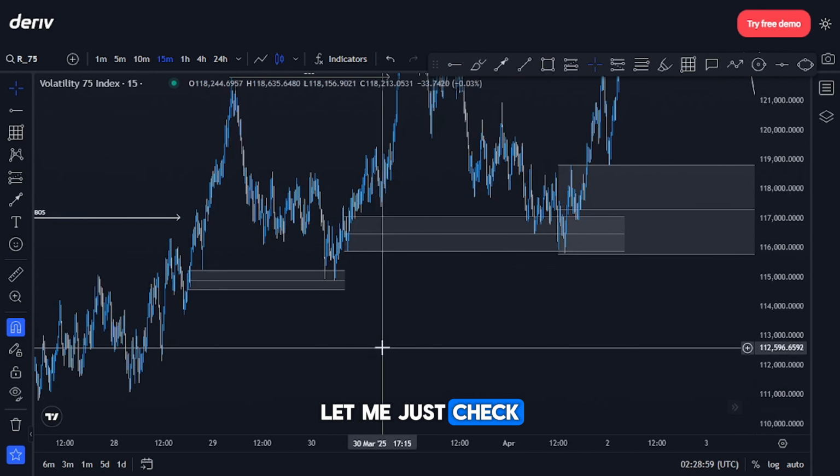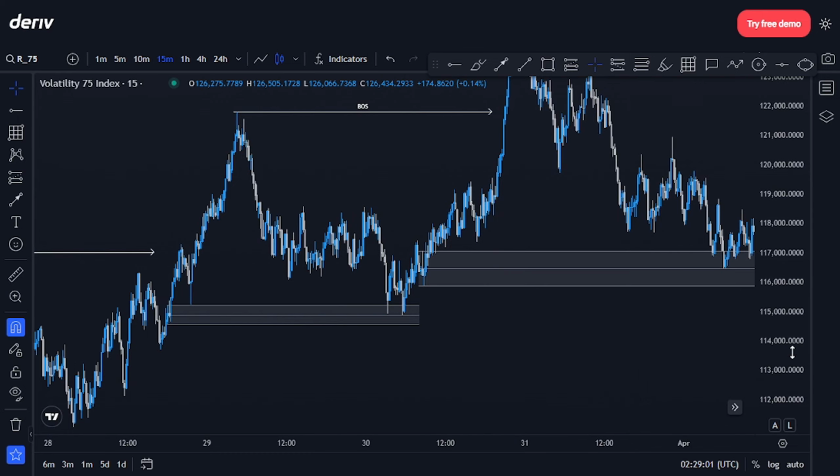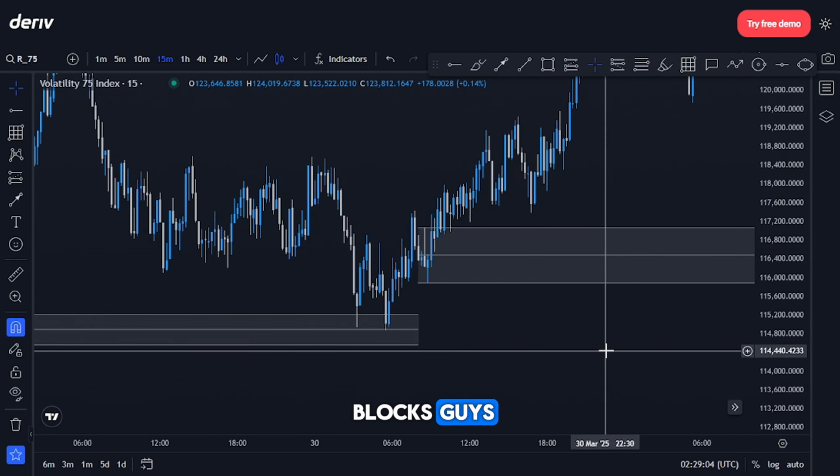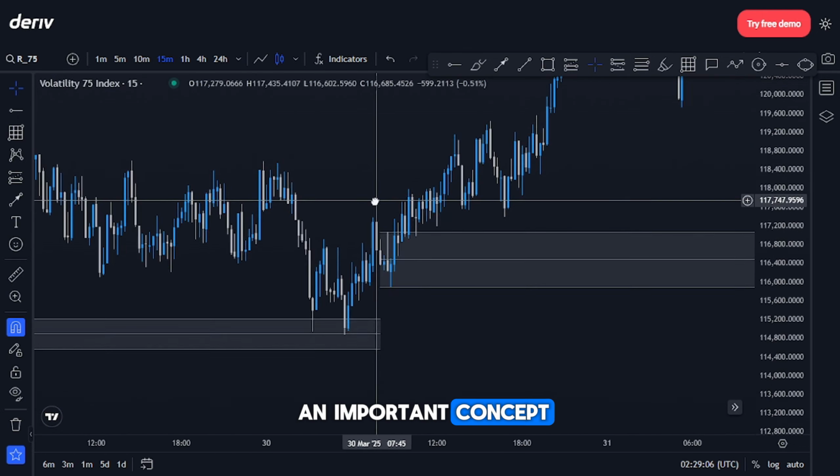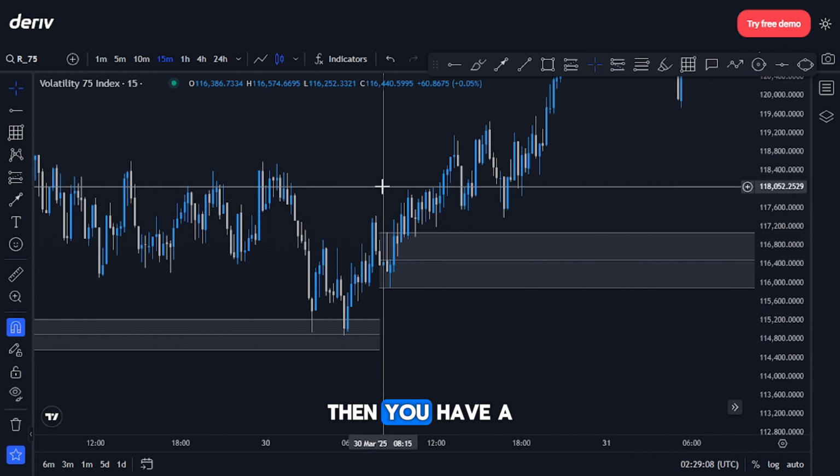Let me just check on this one here. So I'm showing you how to draw order blocks, guys, just because this is an important concept. If you don't understand order blocks, then you have a problem.